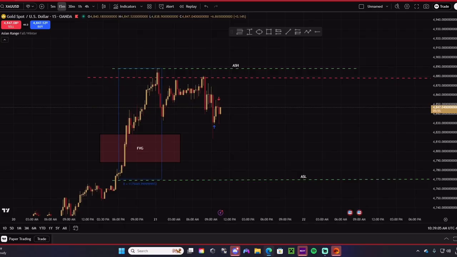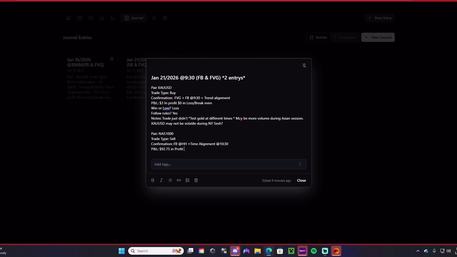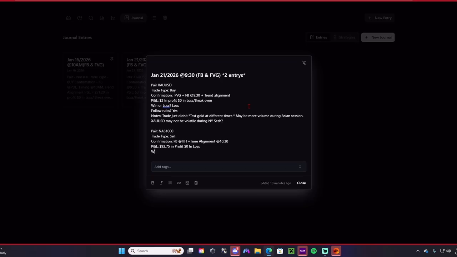Yeah, y'all. Just want to show y'all how I finish up my journal entries for the day. As of now, as y'all see, I have my gold pair written down here. I have the pair, the trade type, confirmation, profit and loss, win or loss. Did I follow my rules, and any notes that I want to take? I'm gonna go over that in a little bit, but let's finish this. 92 in profit and loss.